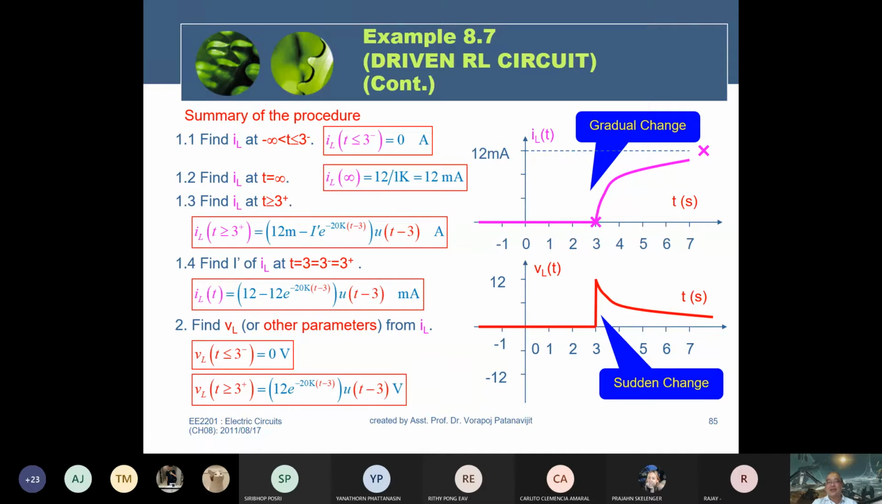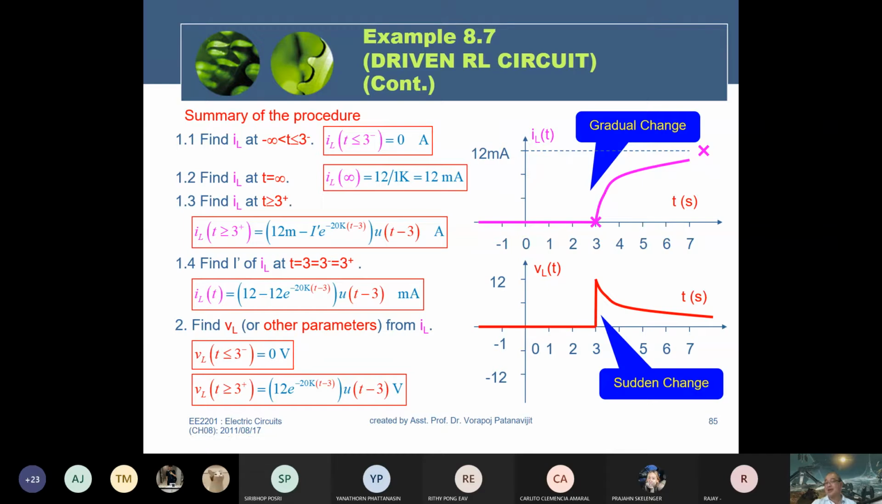You can see that the inductor current always changes gradually. It's impossible for the inductor current to change suddenly, because if it did, the voltage across the inductor would be infinity immediately when the input changes. The inductor voltage and other parameters can change suddenly or gradually; we don't care for that, and no one can tell whether the circuit must change suddenly or not.